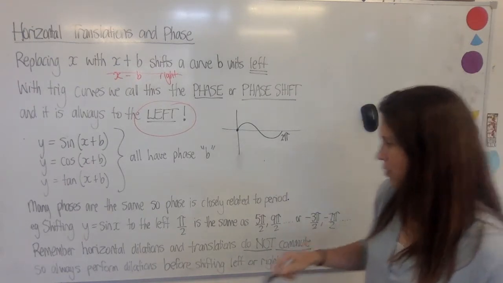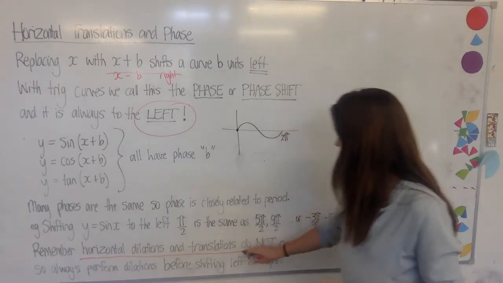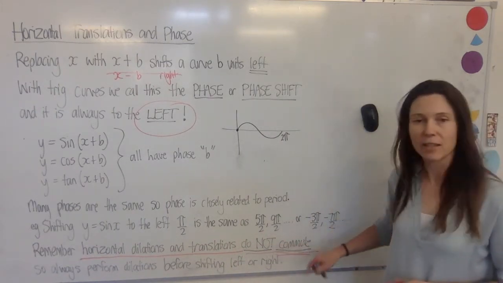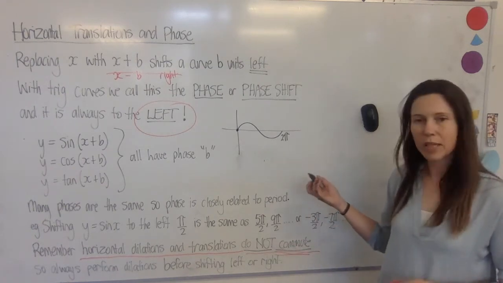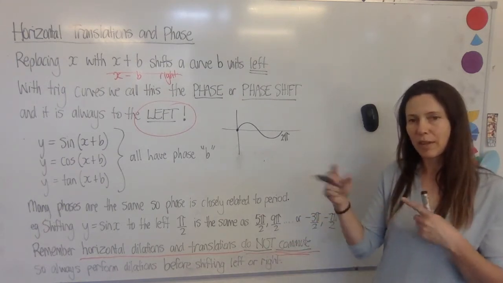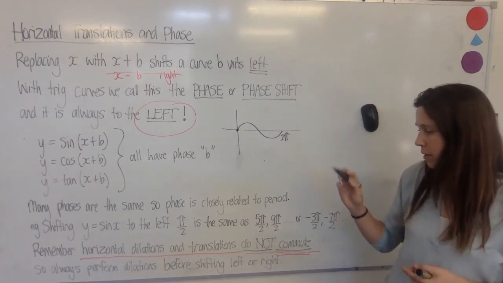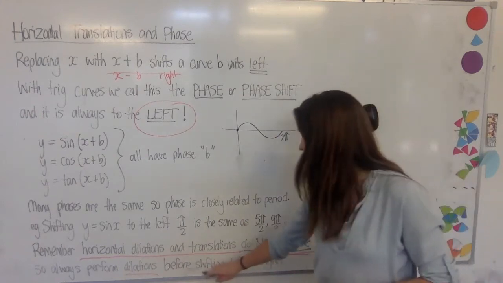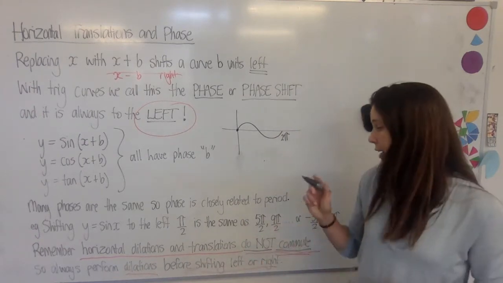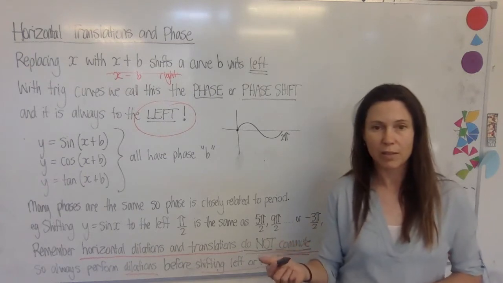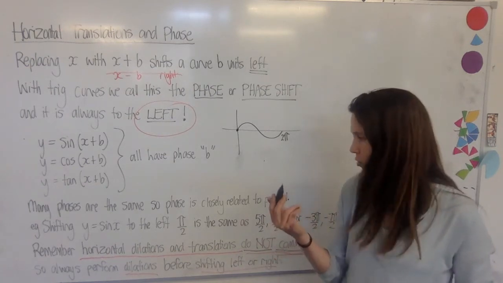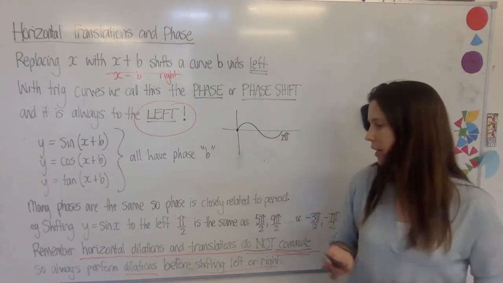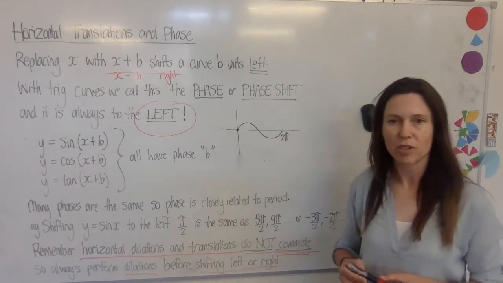Now, something that we need to remember is horizontal dilations and translations don't commute. We learnt this already last lesson. If they don't commute, that means that you need to be careful which order you do them in, or it's going to make a difference. So our rule is, if we're not sure, we always perform the dilations first, and then the translations. So the dilations that wouldn't commute would be horizontal ones. Vertical ones would be fine, you could do them in any order, but a horizontal dilation and a horizontal translation you have to be really careful. Dilations first, then shifting left or right.